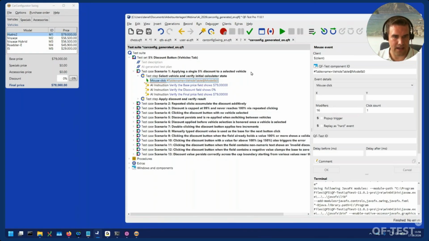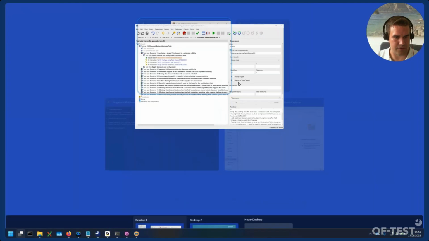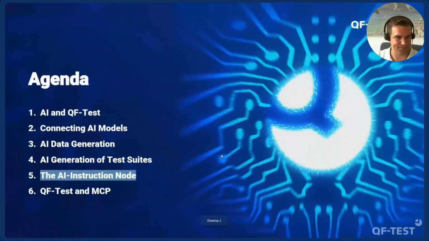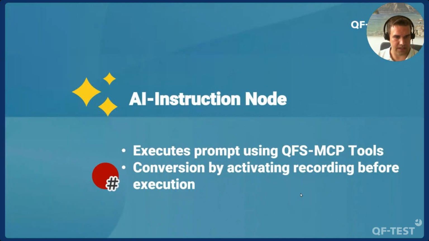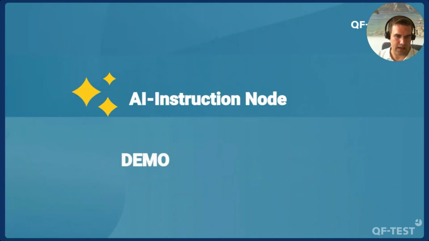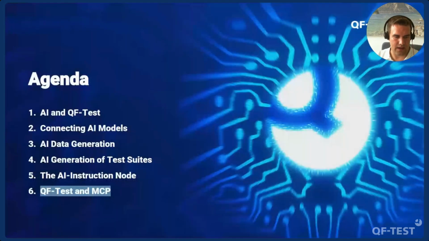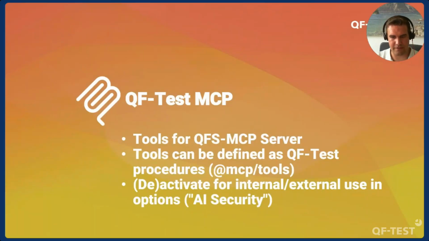So the AI instruction node, as you saw, let's get back to the presentation. It executed a prompt and it used our QF-Test MCP tools. And these MCP tools are what basically the rest of this webinar is going to be about, because they are very, very important and very interesting. They are tools for our MCP server, and we have some predefined tools, as you saw, like the UI snapshot or the click. But you can also define your own MCP tools, which the AI can use.